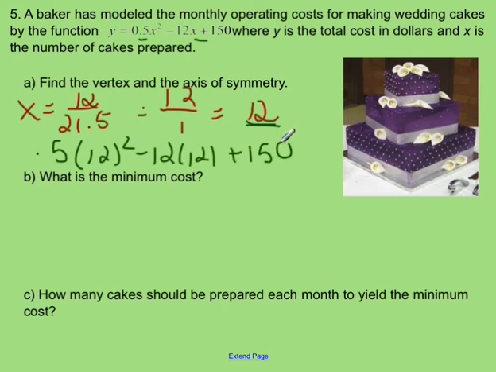Again, you don't need to break this into little pieces to solve it. If you plug it into your calculator exactly how I have it written, you'll get the right answer. And when you plug it in, you get 78. So our vertex then is 12 and 78.